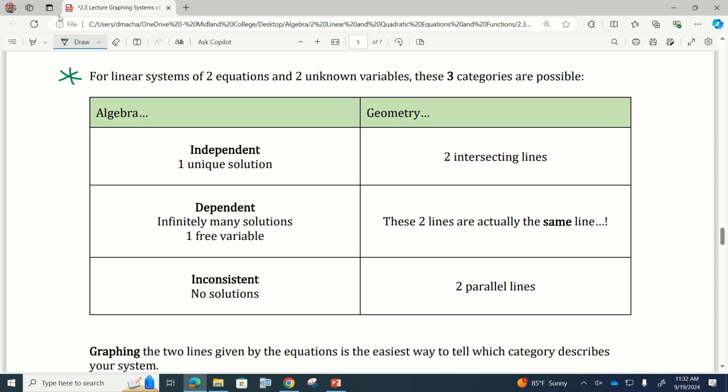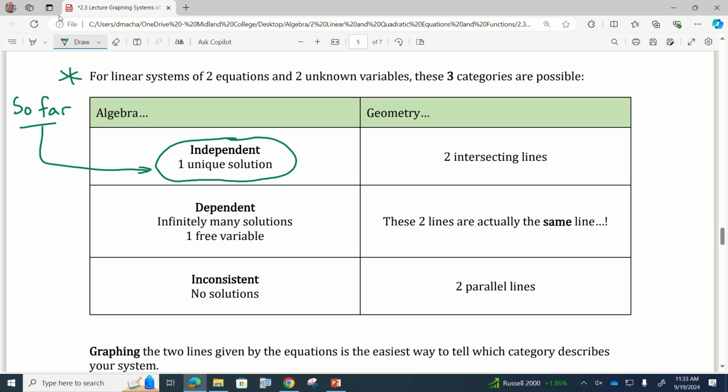There's actually 3 possible categories. And so far this week, you have only seen an independent system of equations. This is the only category we have witnessed so far in your homework and during lecture. Independent systems of equations are great because you get a solution. You only have one unique solution. You can always find it. And whenever we graph this on an xy plane, you end up seeing 2 intersecting lines where their point of intersection is that one unique solution.